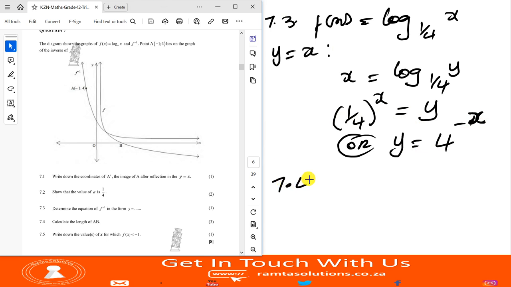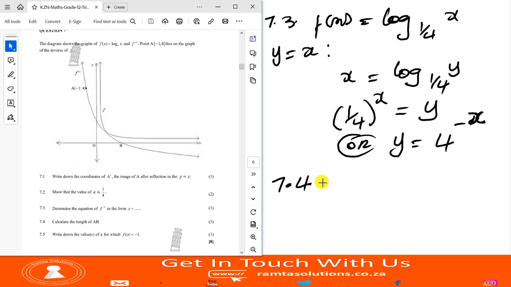7.4 says determine the length of AB. That means you must find the coordinates of B. Do you know them? The coordinates of B, guys, are easy. They will be 1 and 0. Because it's the x-intercept, the y-intercept here is 0 and 1, so this will be 1 and 0.